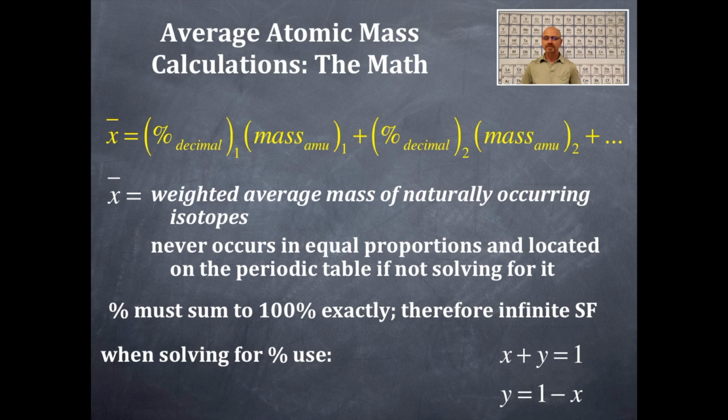So that's key. Therefore, when solving for the percentages and you don't know either percentage, one of the percentages is going to be X, the other percentage is going to be Y. But what does Y equal? Y equals 1 minus X. So that's why this right here. Hopefully that makes sense to you.